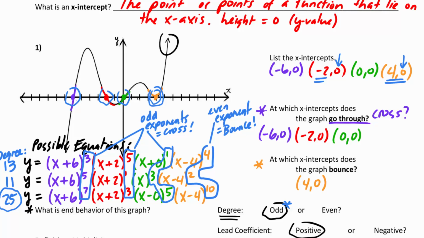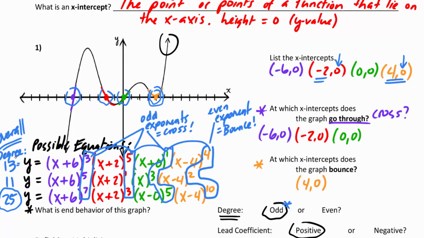But if you notice, I got 25 versus I got 13 versus I got 11 by adding all of these up. 3 plus 5 plus 1 plus 4, well, that equals 13. 5 plus 1 plus 3 plus 2, that equals 11. 7 plus 3 plus 5 plus 10, that is equal to 25. So these little exponents add up to the overall degree.